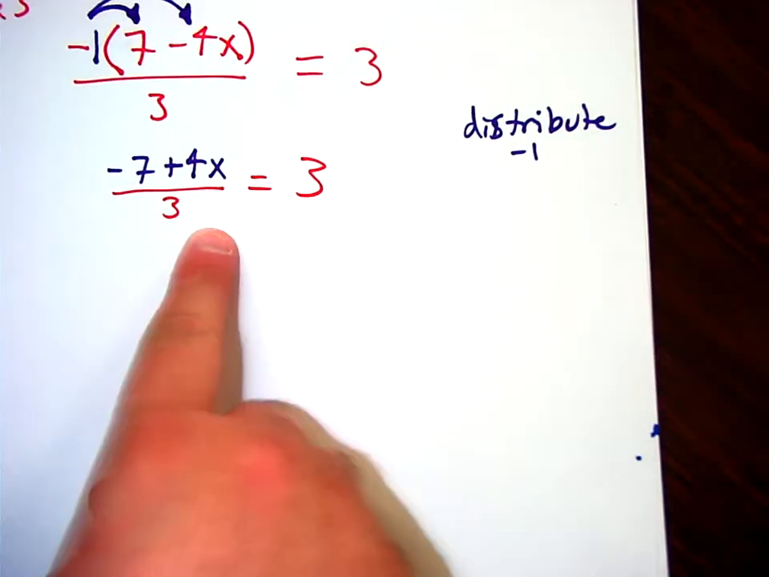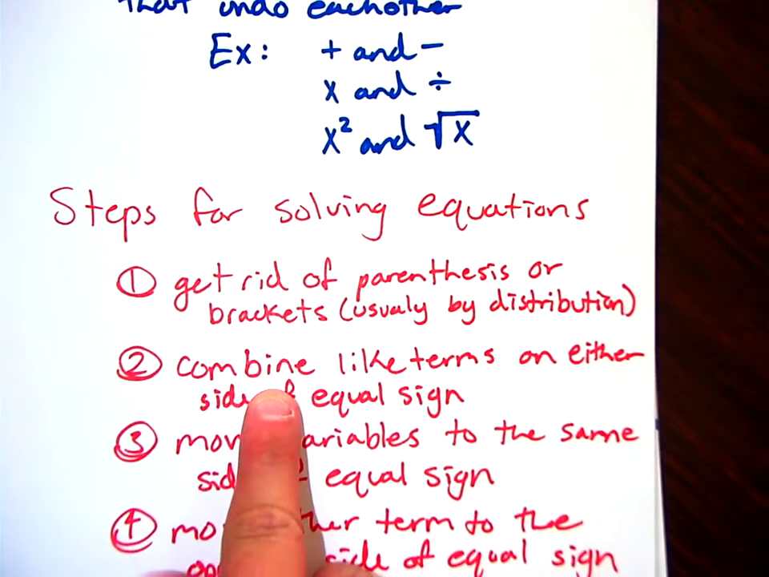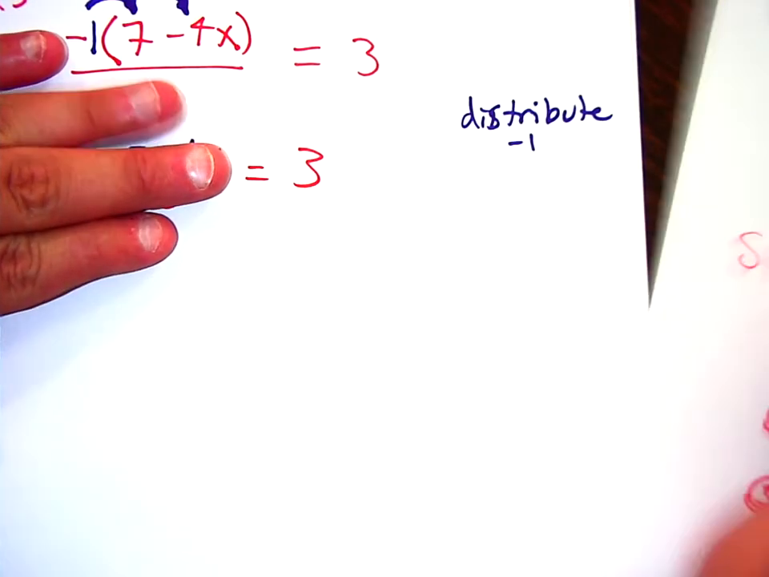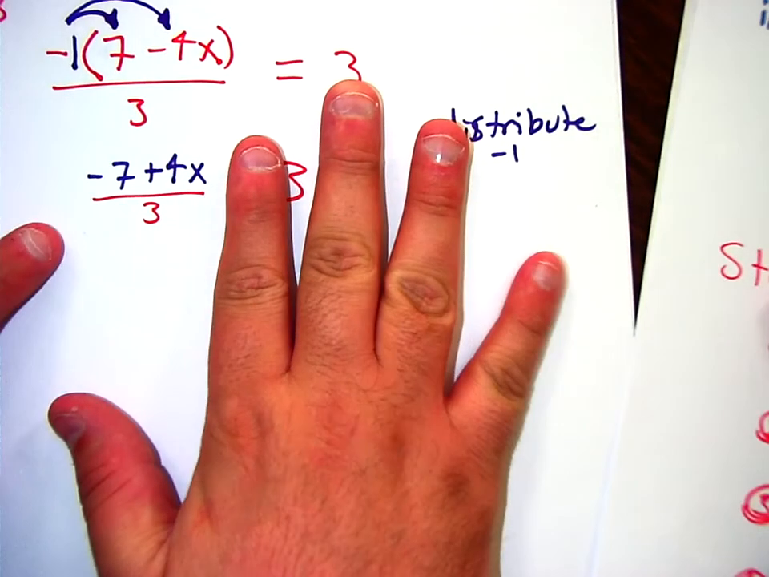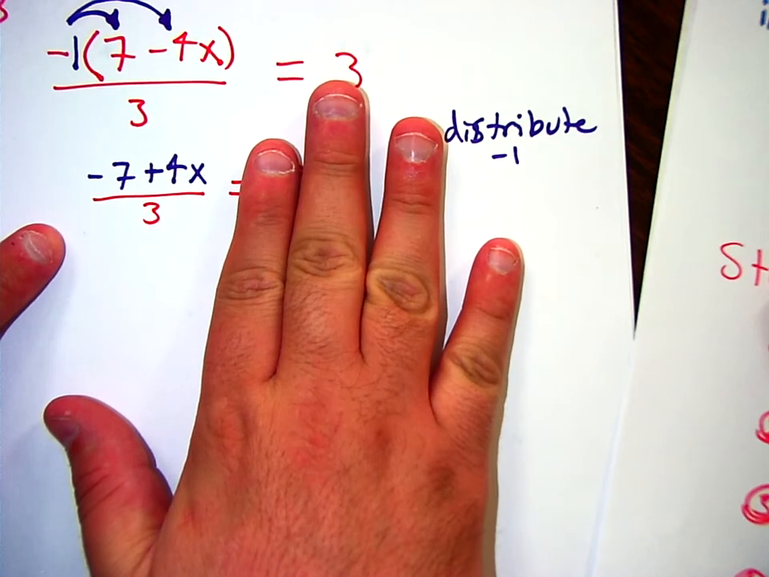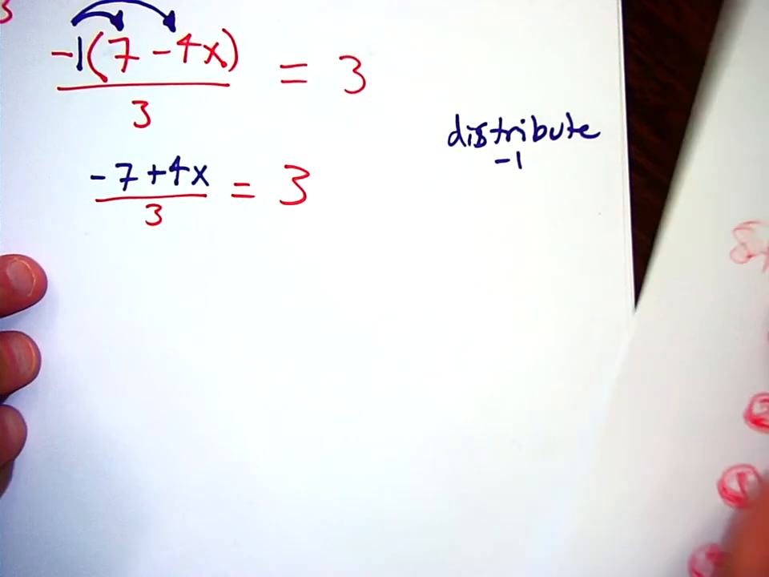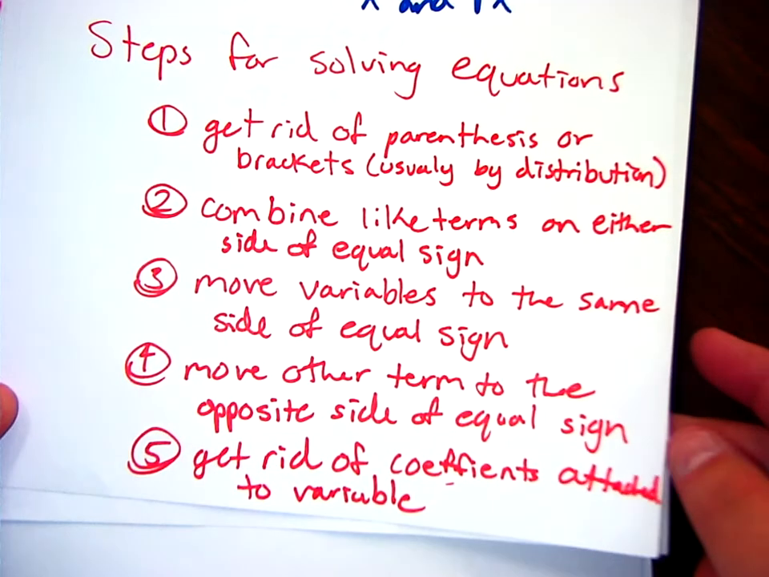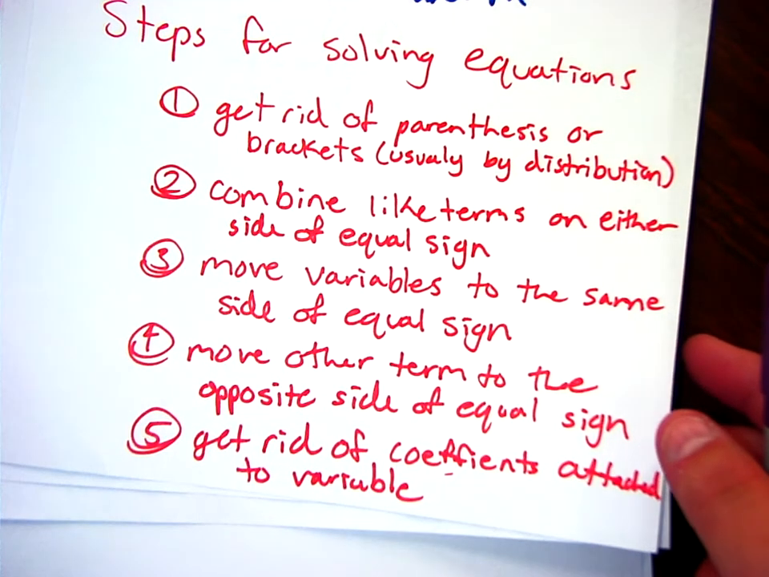Now, what's the next step? Combine like terms on either side. So let's look at this right side. Can we combine any like terms over here? No. How about the left? Can we combine any like terms over here? No. So we're going to move on. Move variables to the same side of the equal sign. So we have to make sure all the variables are on the same side.